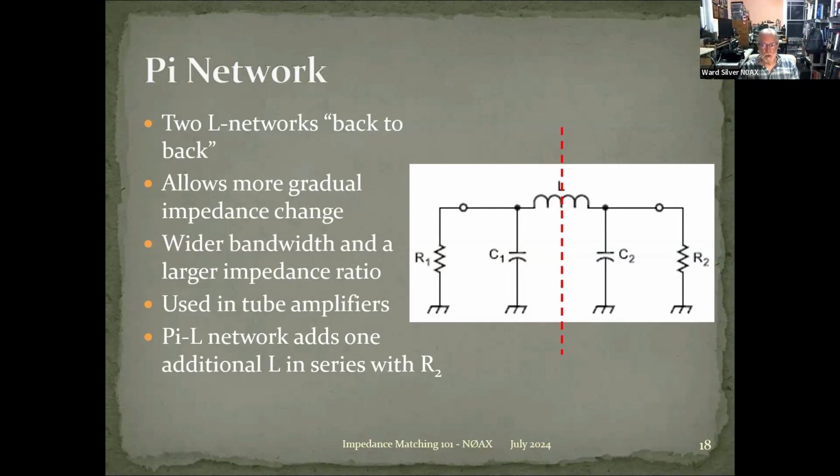This is common in tube amplifiers, lots of pi networks there. And sometimes you use one additional L in series with the output. So there'd be another inductor right here. And they do that so that you get better harmonic suppression. Remember, if the inductor is in series, then it's a low pass network. So by putting one more inductor in series, you can suppress the harmonics at higher frequencies.